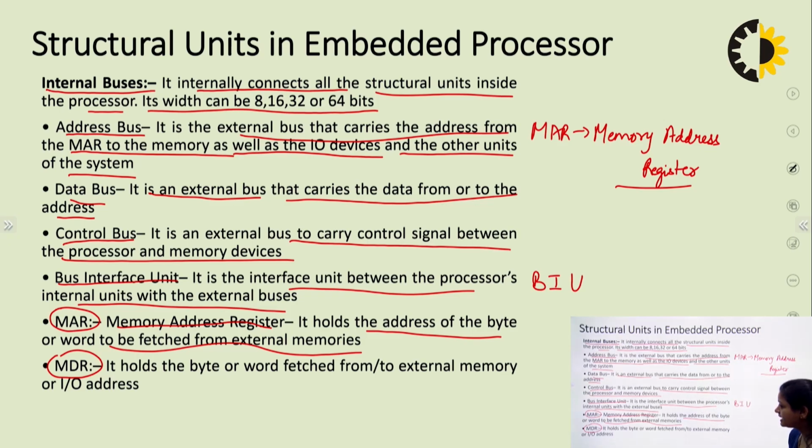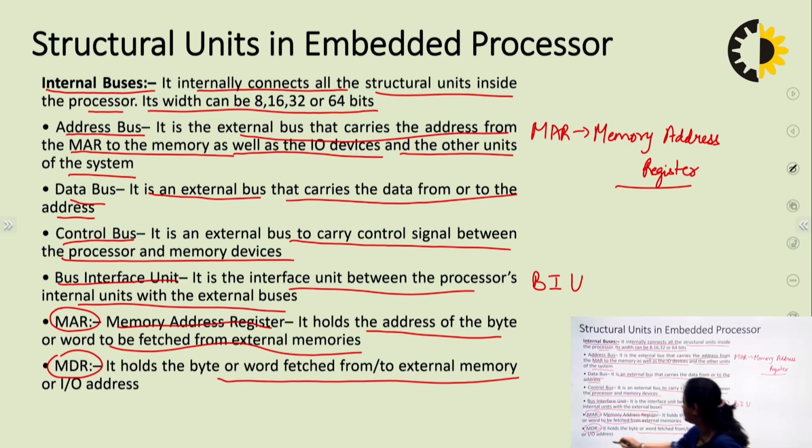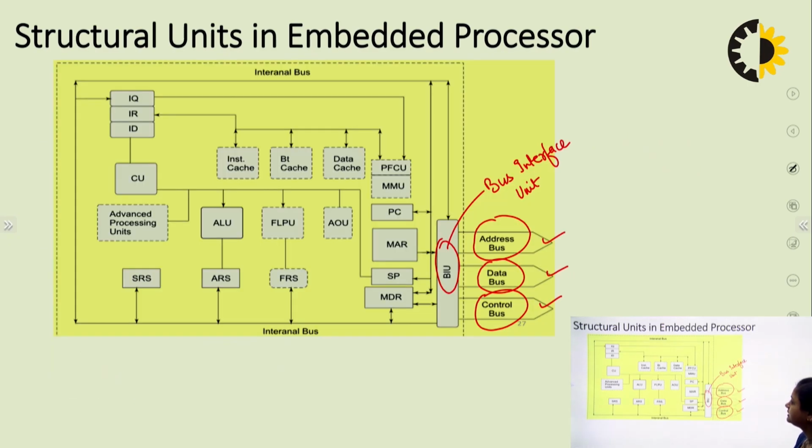Okay. Next, MDR holds the byte or the word fetched from or to the memory or the input output devices. The data will be kept in MDR and the address will be kept in MAR. We'll check again. Here we have MAR, memory address register, and here we have MDR, that is memory data register. So these two registers are basically associated with the external buses, and whatever is being exchanged between these external buses and the other external devices is kept in these registers, memory address register and memory data register.